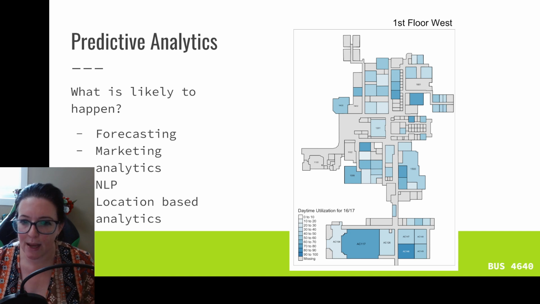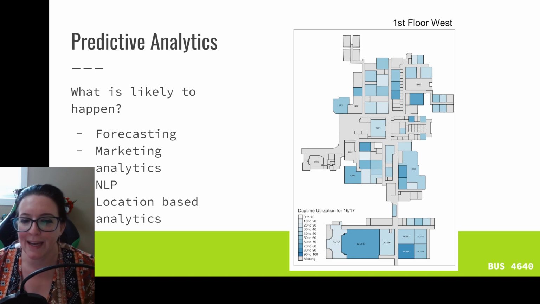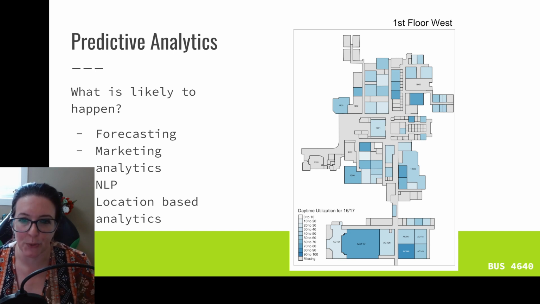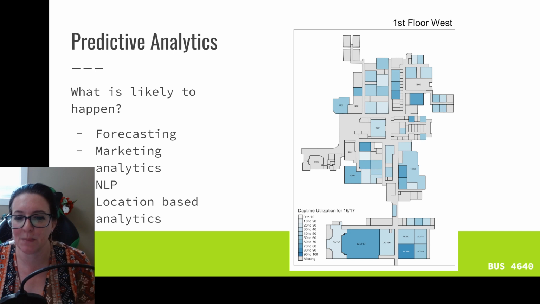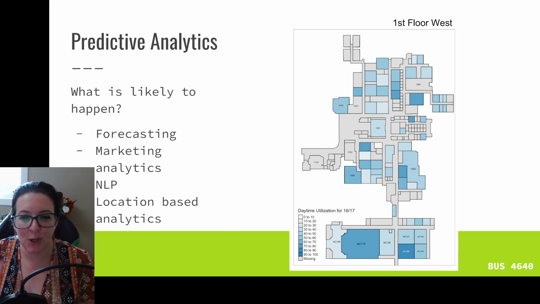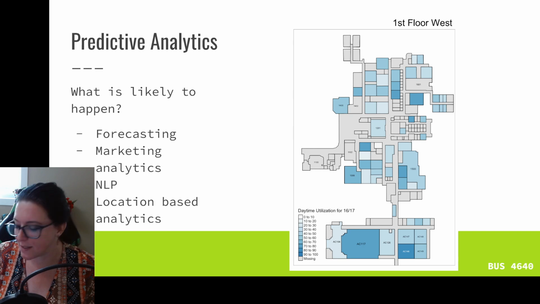So this is going to help us develop a model that says, okay, what if we change the technology, the layout, the functionality of the spaces? Would we increase the utilization of our spaces? Can we get them darker blue? And so we look at predictive analytics, what is likely to happen. We can also take that into the next level of analytics and start creating simulations to see if we can get more utilization of these spaces. So we can use text with natural language processing. We can use geography or location-based analytics to help us predict what's likely to happen.